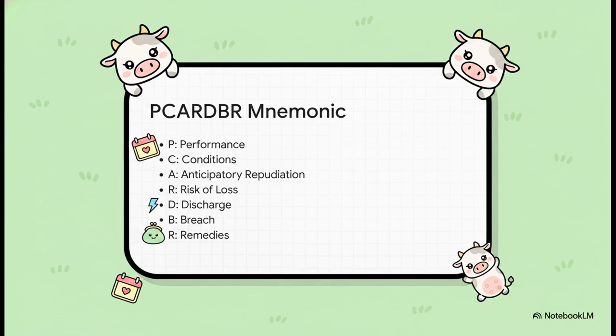This is your ultimate performance checklist. P checks the standard of performance. Are we talking perfect tender under the UCC or just substantial performance for common law? C looks for conditions. A asks if someone backed out early with anticipatory repudiation. R allocates the risk of loss. D evaluates if supervening events like impossibility trigger a discharge. B identifies the breach, and that final R seeks out the remedies.